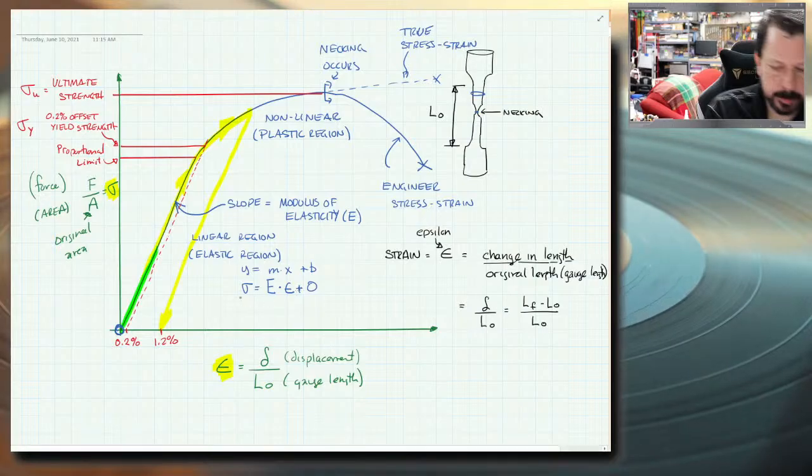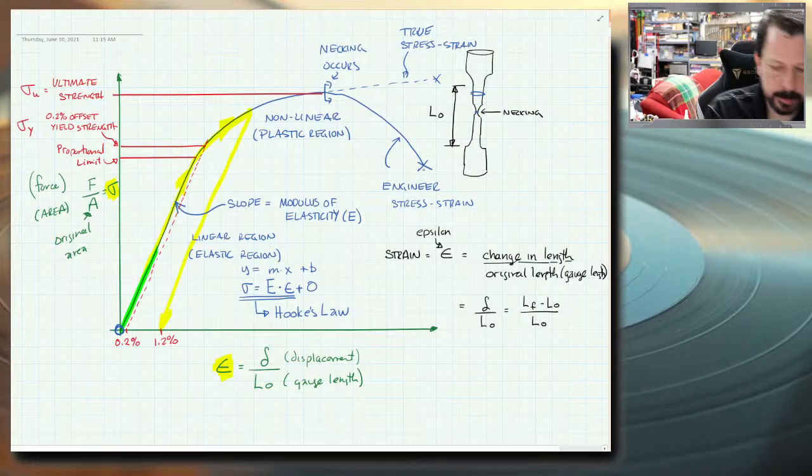This equation has a name, Hooke's law. Sometimes you hear Hooke's law and it's related to springs. How much force does it take to stretch a spring a certain amount? It's the same thing. Basically, we just have a really stiff spring here that is our tensile test specimen.